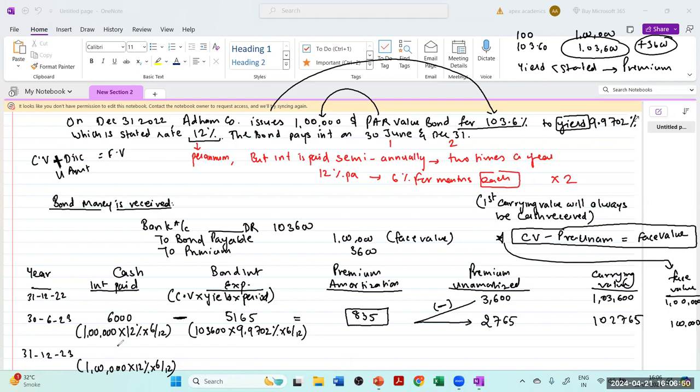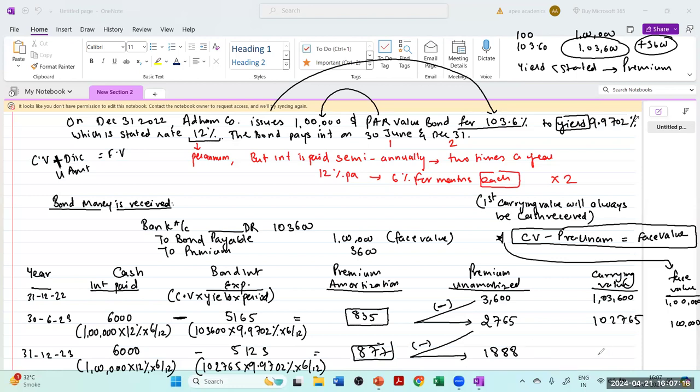Now here, what will I put in here? 6,000. What will happen over here? 1,02,765 multiplied by 9.9702 percentage multiplied by 6 divided by 12. I don't do the calculation, leave it to me, please. Minus what you are getting? 877. 2765 minus 877, what you will get, guys? 1888. Obviously, common sense dictates me to write here 101,888.